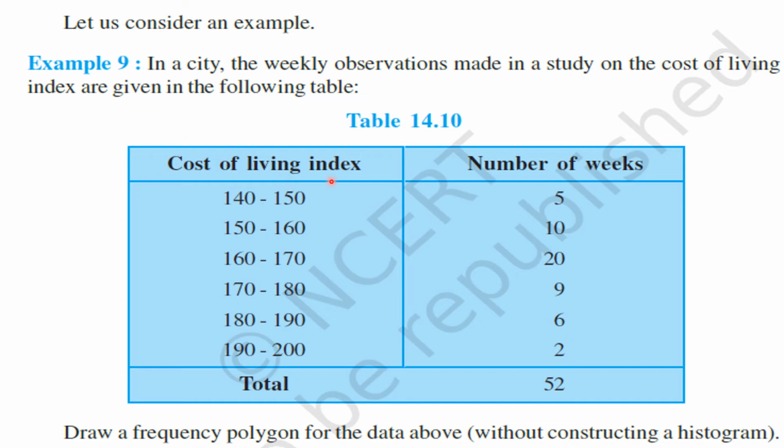Cost of living index: 140 to 150, 150 to 160, 160 to 170, 170 to 180, 180 to 190, 190 to 200. These are the cost of living index. The number of weeks: 5, 10, 20, 9, 6, 2. So for this data, without constructing a histogram, we have to draw a frequency polygon. Understood this point, my children?